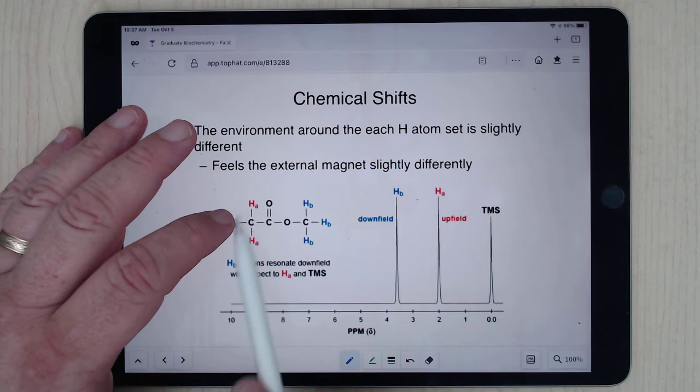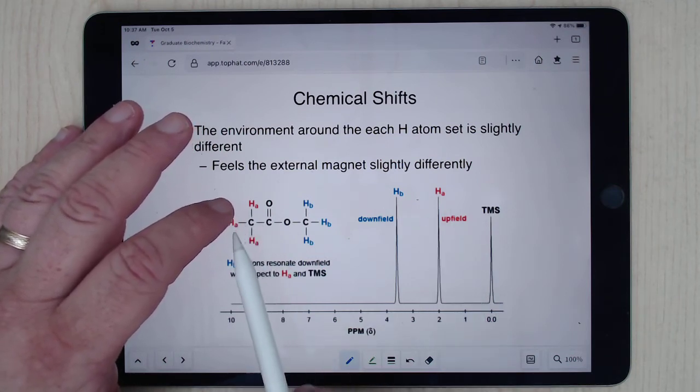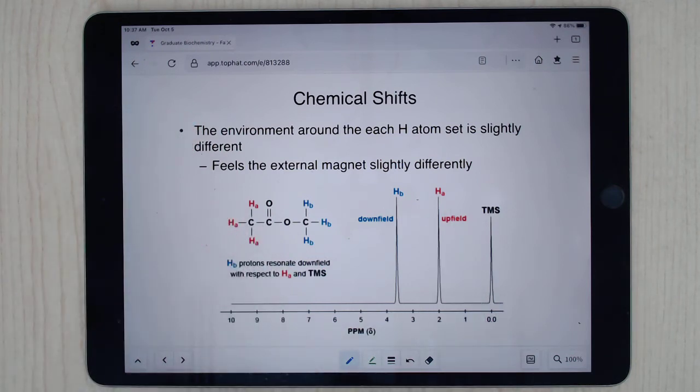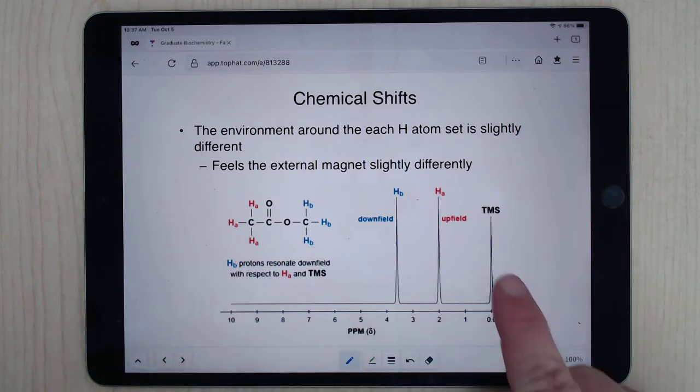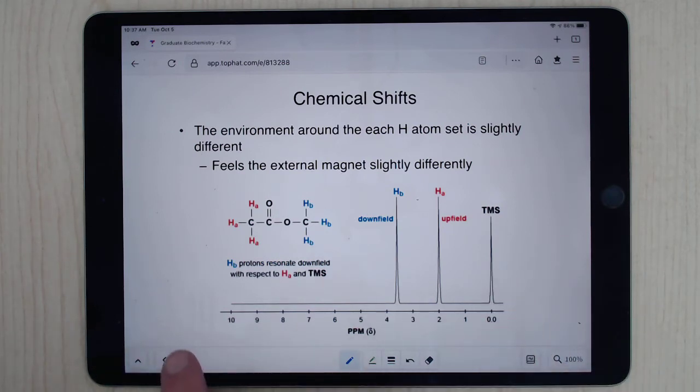Okay, so it's not going to be feeling that external magnetic field quite as much. It's going to be what's called shielded. And so you can look at this, and TMS we just set at 0.